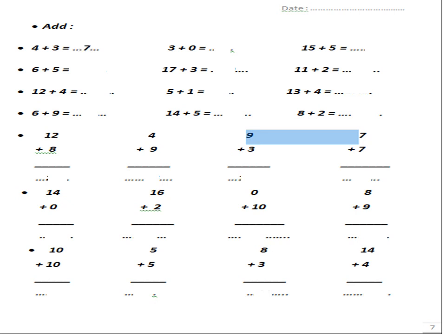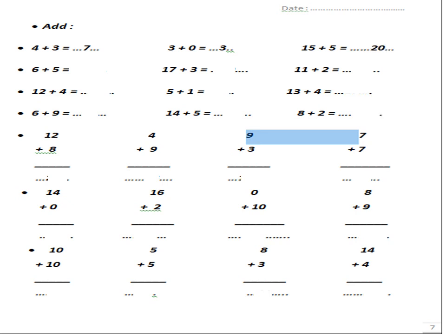3 plus 0. We say a lot of times any number plus 0 will be the same number. So 3 plus 0 will be equal to 3. 15 plus 5. Which is the big number here, primary one? 15, of course 15. So we keep 15 in our mind and 5 in our fingers and start to count after 15. After 15: 16, 17, 18, 19 and 20. So the answer will be 20.